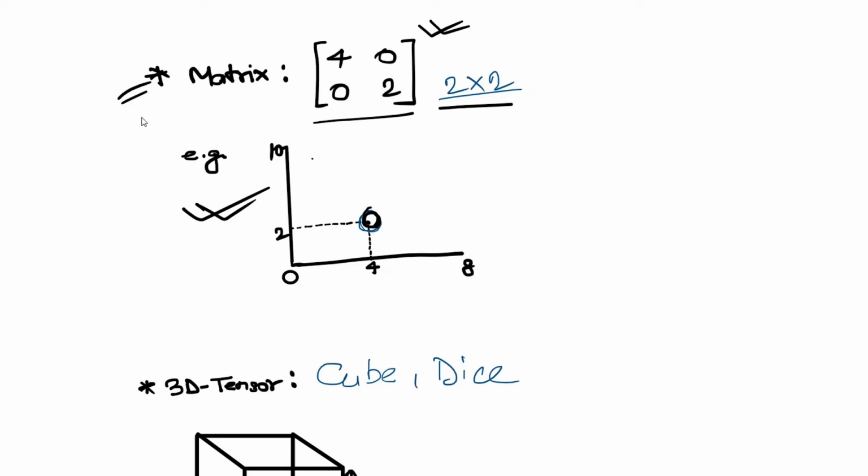And let's say that we want to locate this point with the help of a matrix, and if you pay attention, then it is 4 points towards the x-axis, 0 points towards the y-axis, and again 2 points towards the y-axis and 0 points towards the x-axis. And this is why we have these 4 elements within this matrix: 4, 0, 0, 2. And this is how this 2-dimension tensor is helping us to point out a location in a 2-dimensional plane.